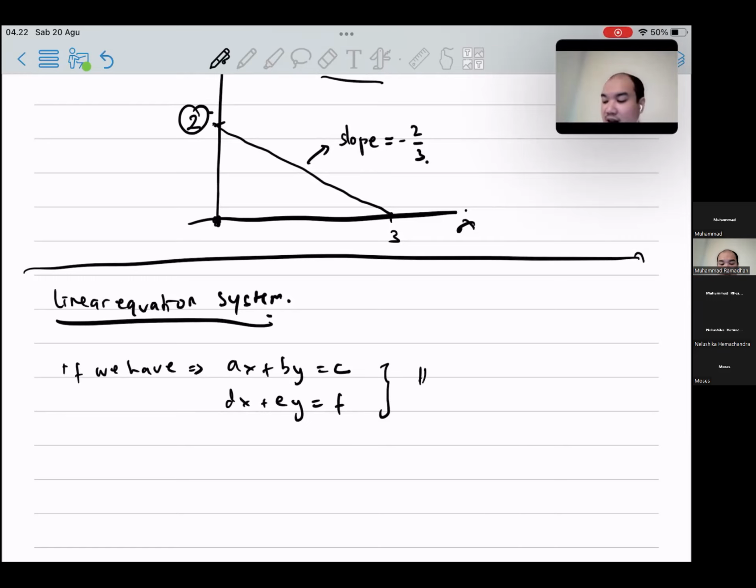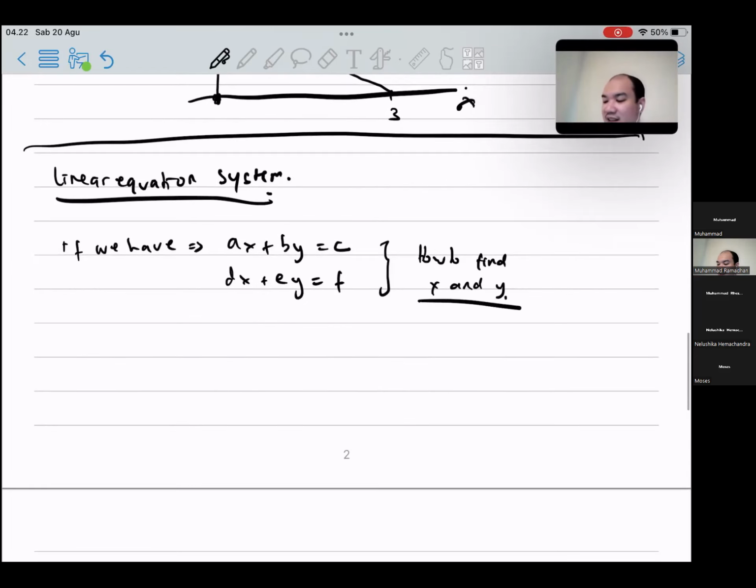And how to find x and y? There are two methods to determine x and y. The first method is called the substitution method, and the second method is the elimination method.